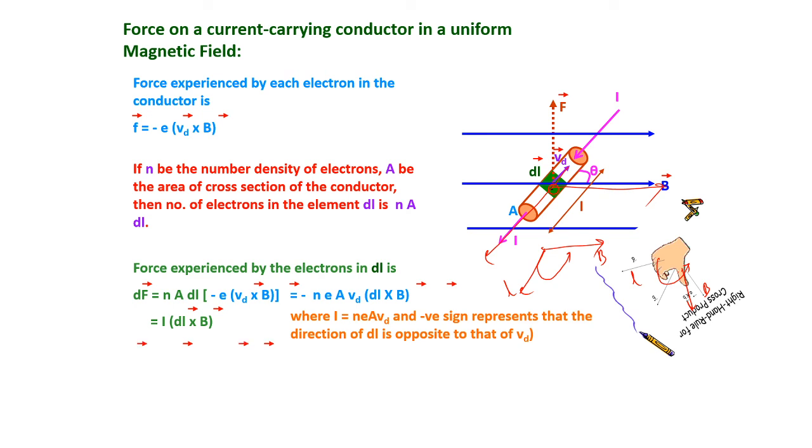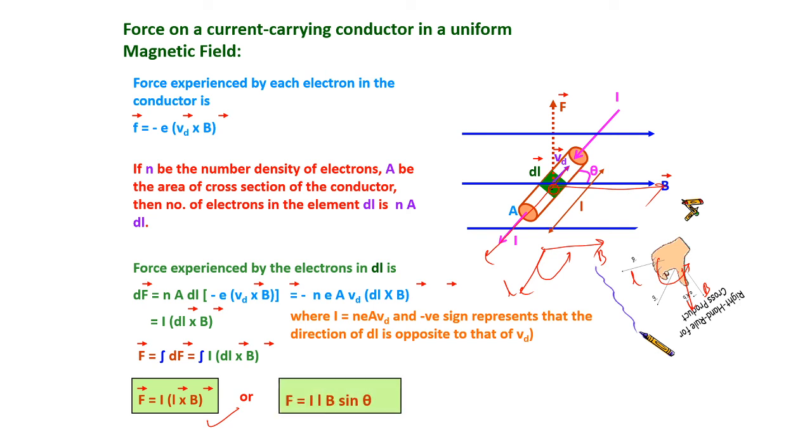So finally, the relation we got is F is equal to I into L cross B, and L cross B is nothing but LB sine theta, right? So F is equal to I L B sine theta, where theta is the angle between L and B, or theta is the angle between the direction of current and B. So this is the expression for force experienced by a conductor.